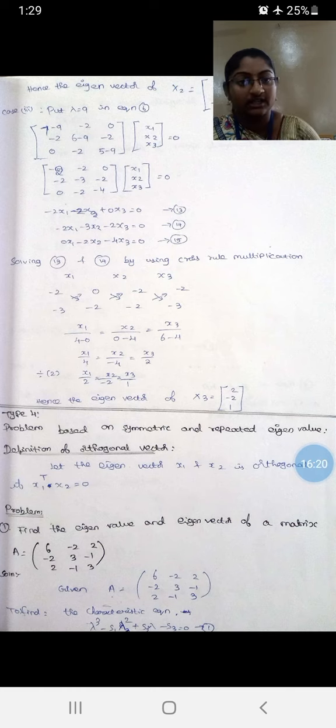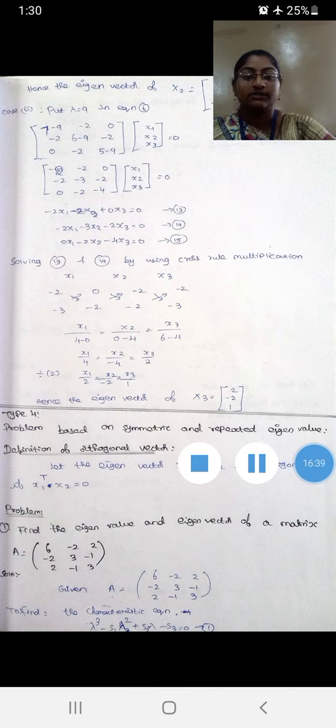The next problem is based on a symmetric matrix with repeated eigenvalues. Symmetric, we already know, means our square matrix is equal to its transpose. And with repeated eigenvalues, one or two eigenvalues will be repeated. So in this we use orthogonal vectors. The formula for this is x1 transpose into x2 equal to 0. With this I can find the values for x2 x3, x3 x1, and similarly vice versa.